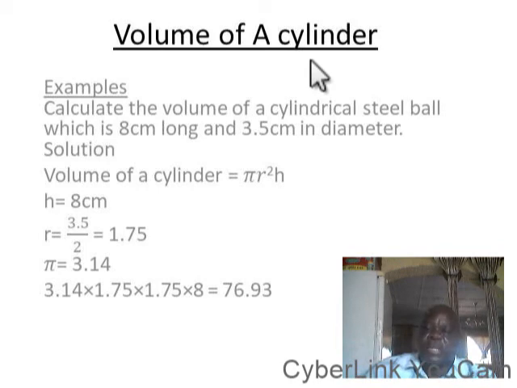H equals 8 centimeter. R equals 3.5 over 2. That will give you 1.75 centimeter. Pi is 3.14. Then when you evaluate that, you have 76.93 centimeter square.